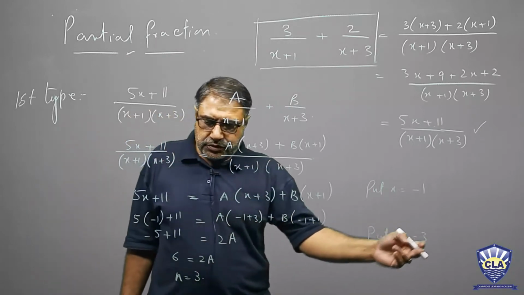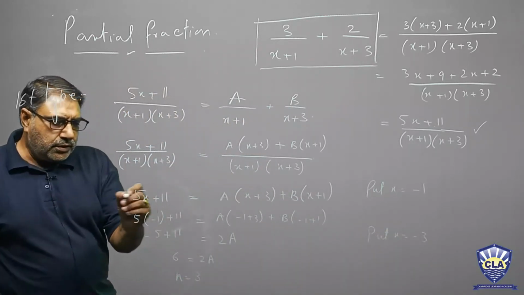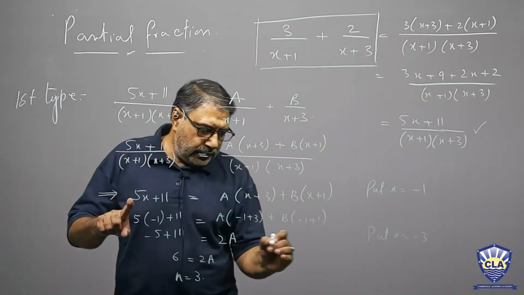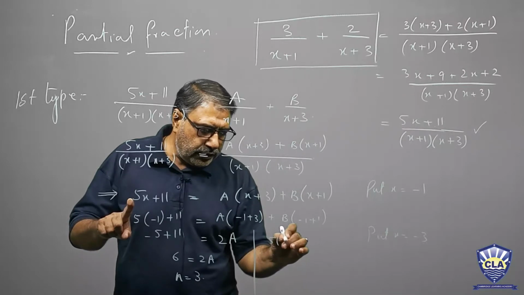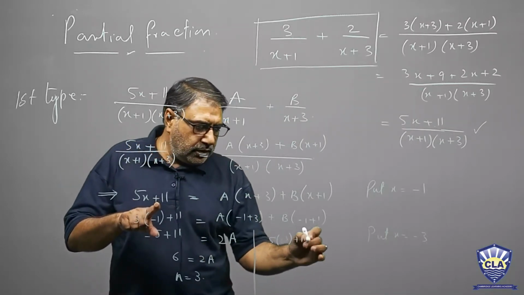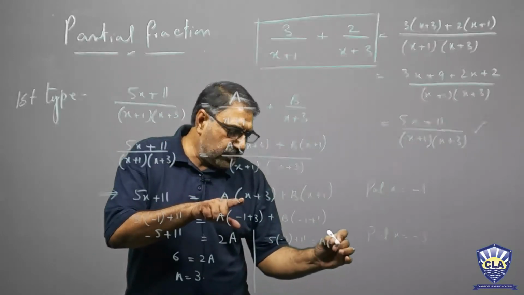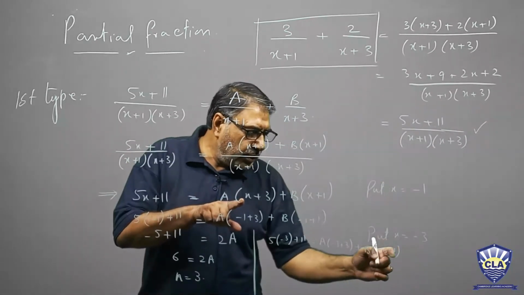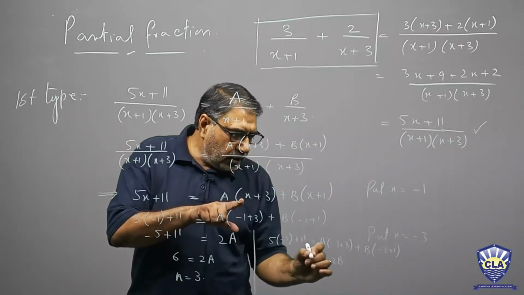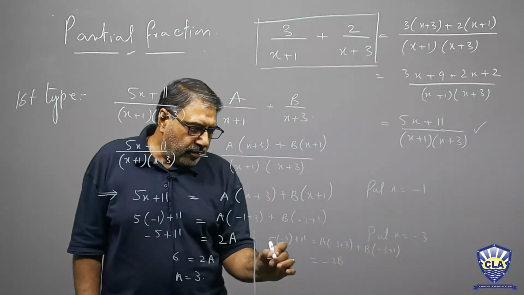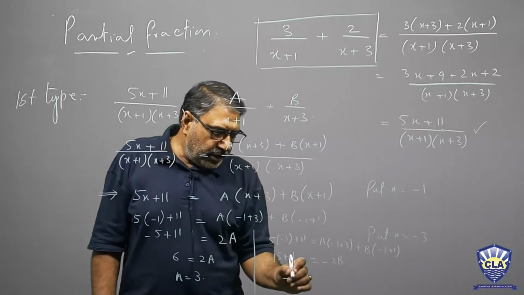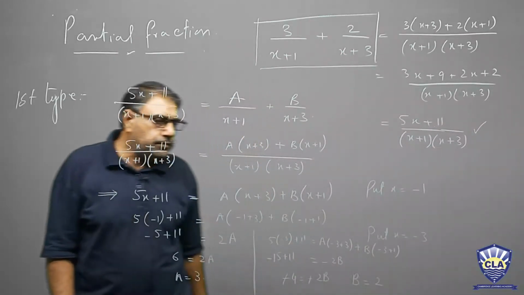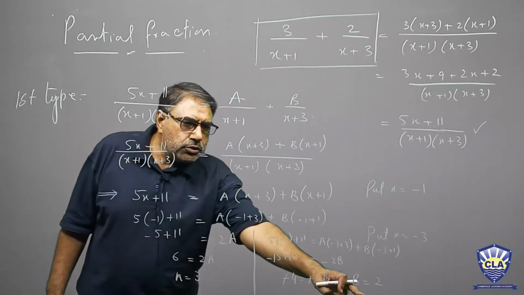Now put x equals to minus 3 in this equation. 5 into minus 3 plus 11 equals A into minus 3 plus 3, it becomes 0, plus B into minus 3 plus 1, it is minus 2B. Minus 2B equals 5 threes are minus 15, minus 15 plus 11, minus 4 equals minus 2B. Then B equals 2. A equals 3 and B equals 2.